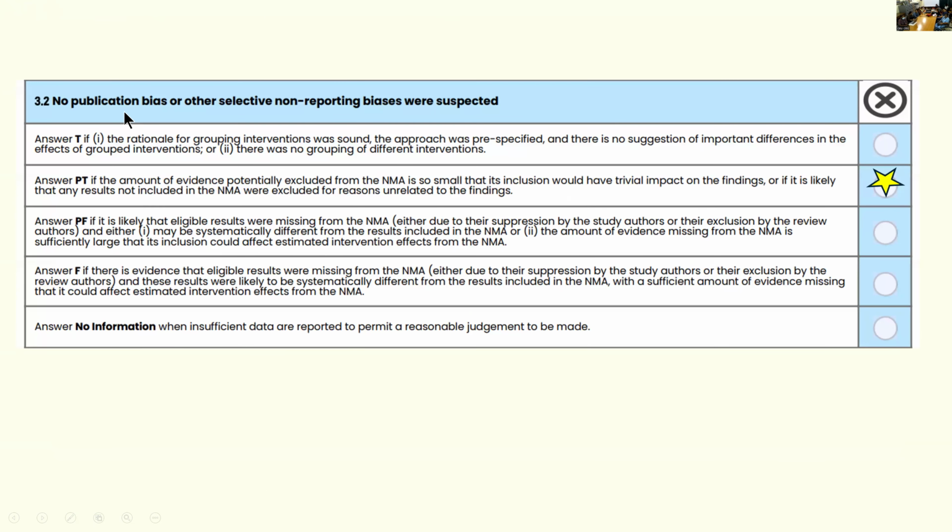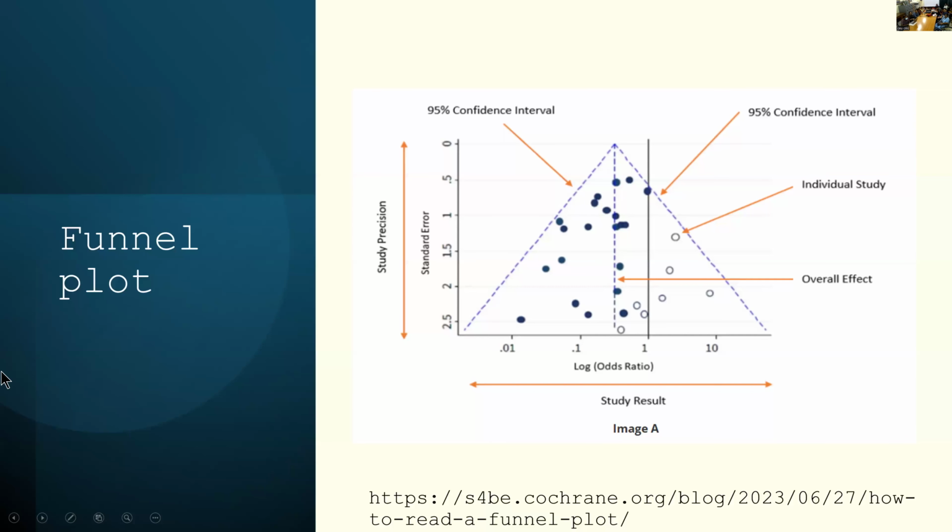Next thing is, no publication bias or other selective non-reporting biases are suspected. Here I wrote probably true. Though I found there were some biases, I don't think it really would have affected the study effect. So to assess publication bias, we use a funnel plot, which we learned about yesterday. A funnel plot is basically a scatter plot in which you compare the precision of the study to the results of the study.